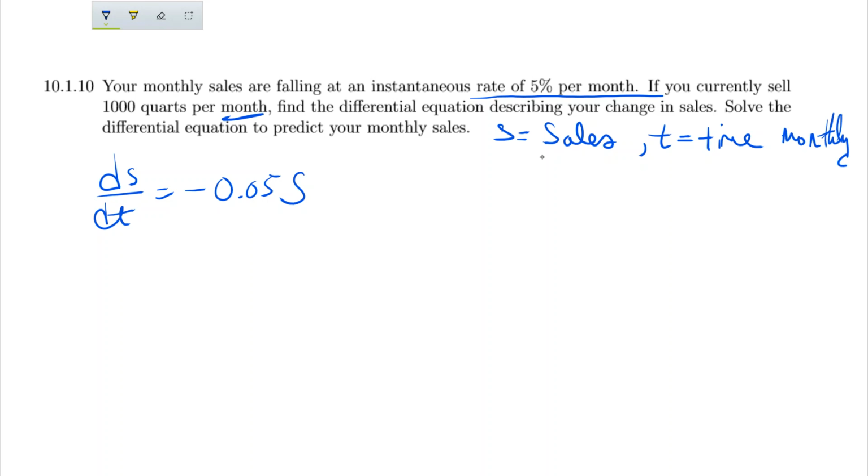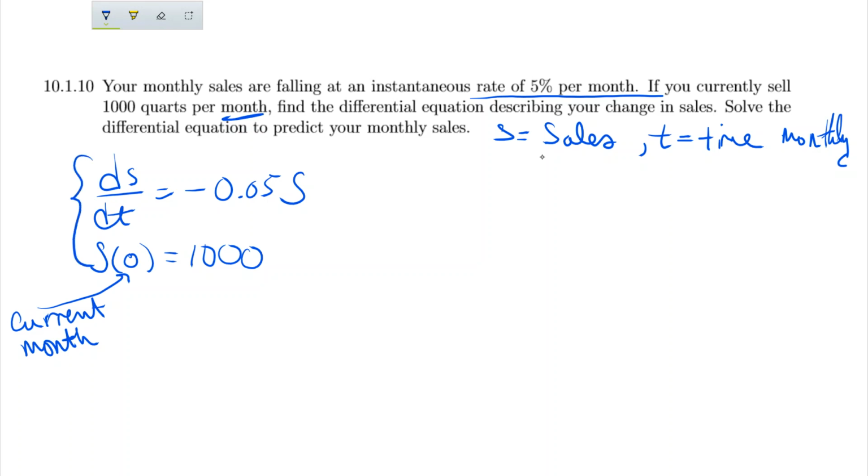You currently sell 1,000 quarts per month, which means that at whatever time we're starting at, which I'm just going to call time 0, we have 1,000. So this is my initial value. So we'll call this current month. It'd be nice if they gave you like third month in the quarter, because then it would be S of 3 is 1,000. So this is our differential equation, our diff EQ.